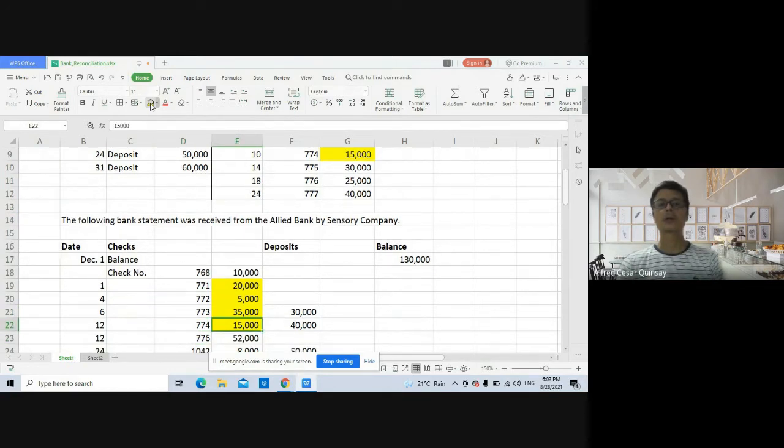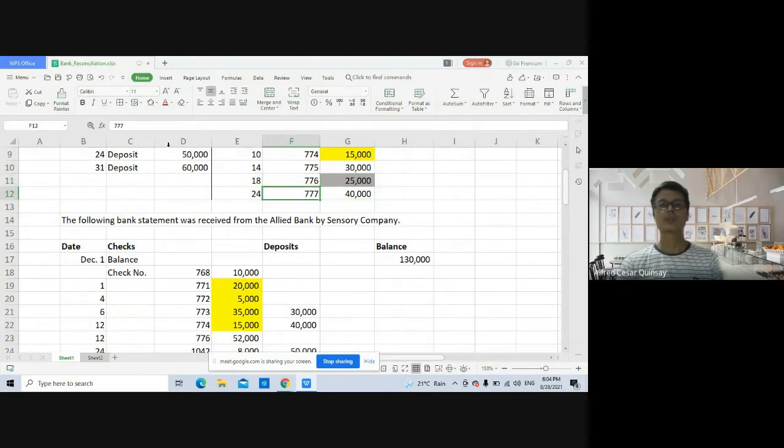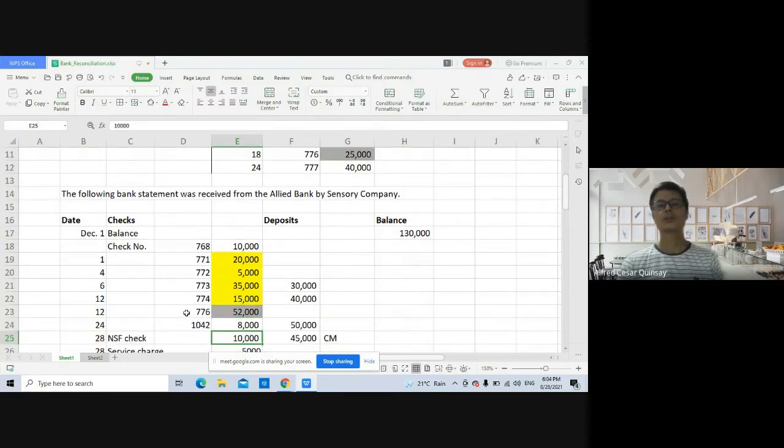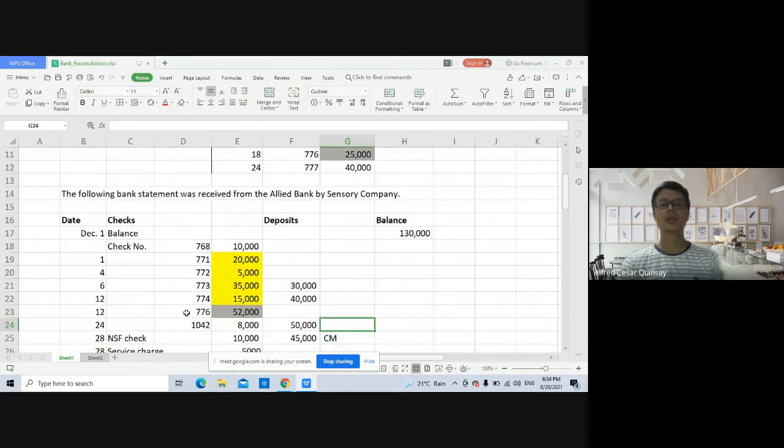And then the 776, you can see here, check number 776. This is for 25,000. So take note of this. This may be a reconciling item, 776 for 25,000. Let's look closer. The bank debited 52,000. Isn't there a transposition error on the part of the bank, or maybe the company? We'll find out later. And then this one, 777, it seems the bank did not consider it.